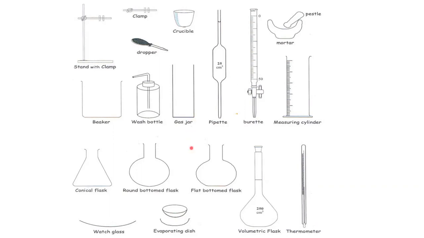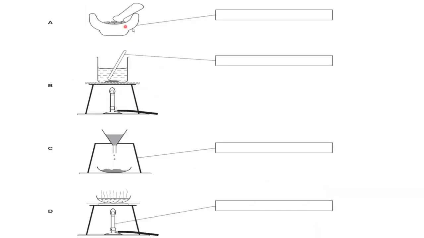So we'll start the activity. In this activity, on your screen, you will see different apparatus, and I want everyone to participate and label the apparatus. It's better you type the name of the apparatus on the screen. So the first one, the first box: what is this piece of apparatus labeled?